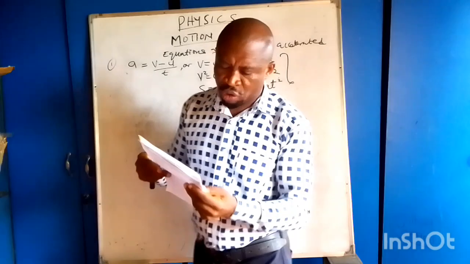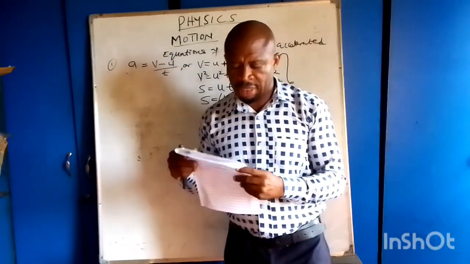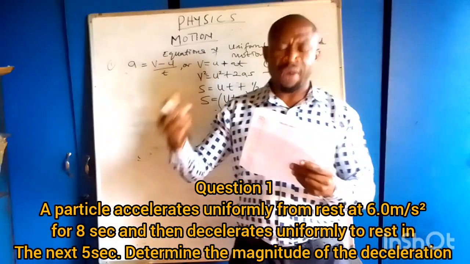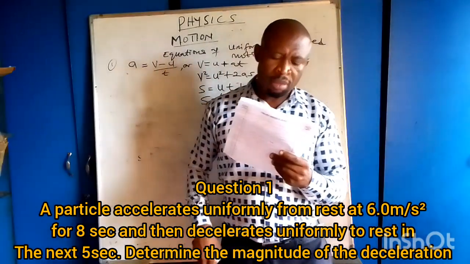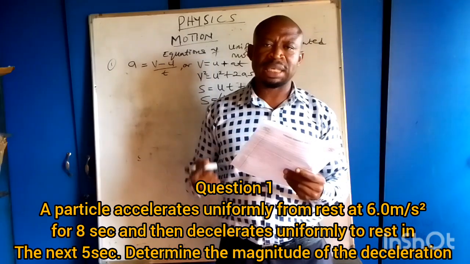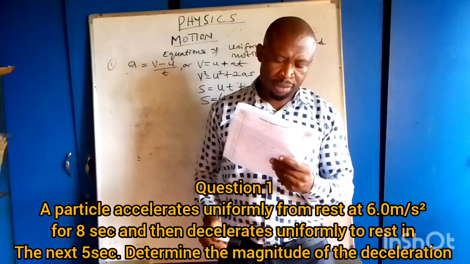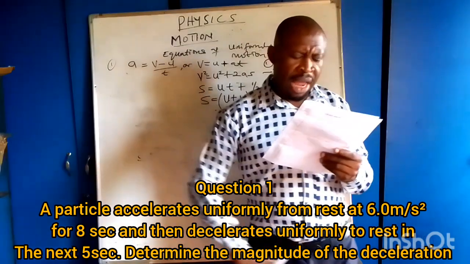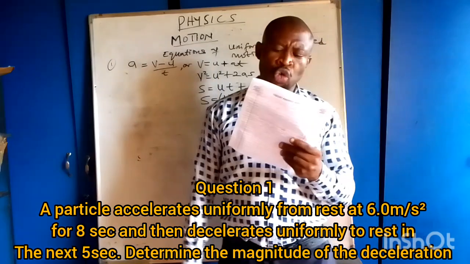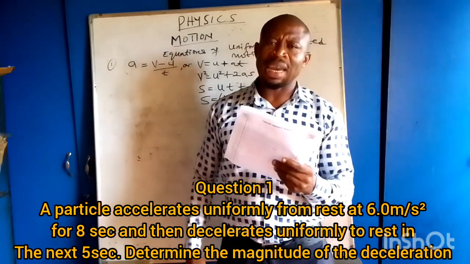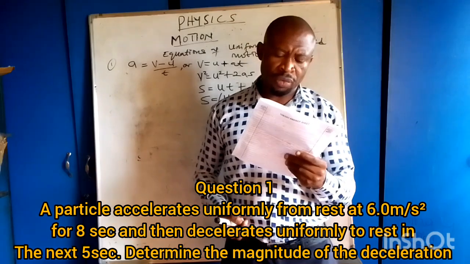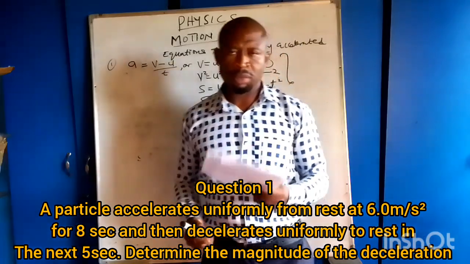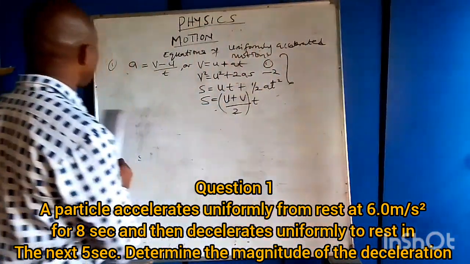Now we take the first question. The first question says a particle accelerates uniformly from rest at 6 meters per second squared for 8 seconds and then decelerates uniformly to rest in the next 5 seconds. Determine the magnitude of the acceleration.